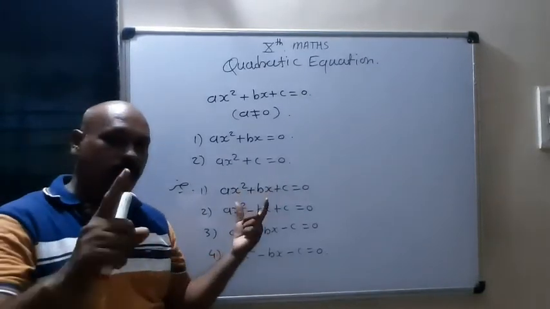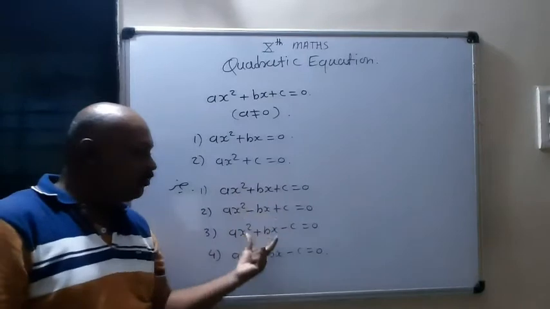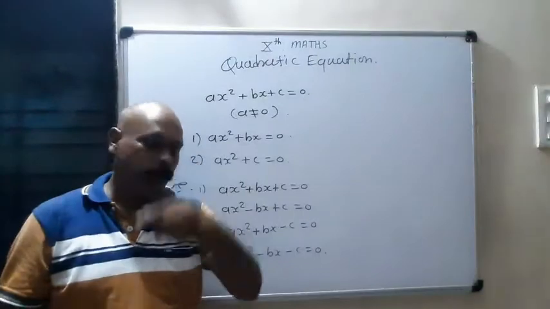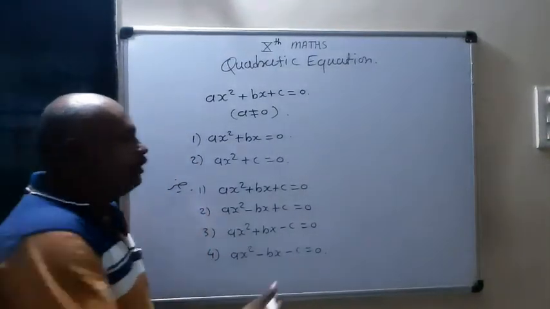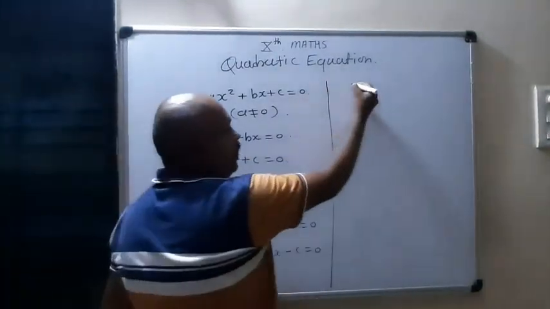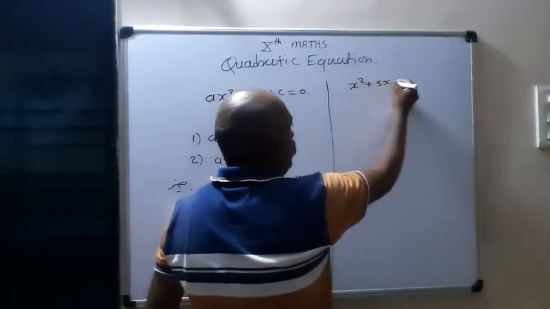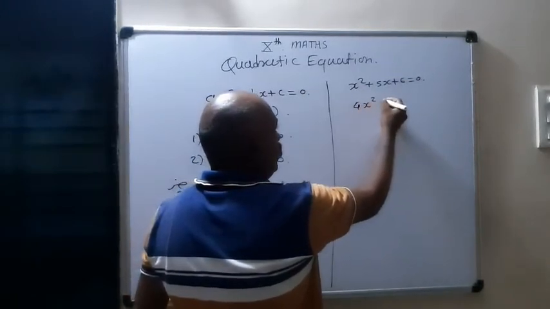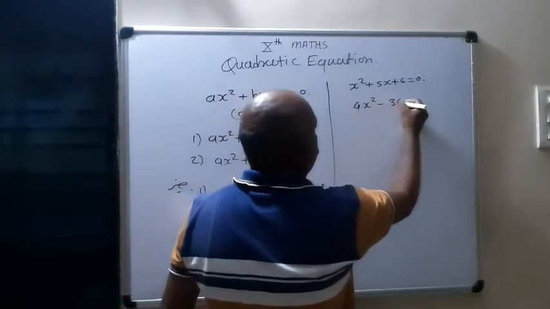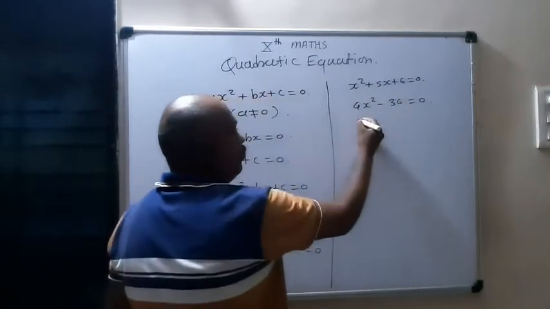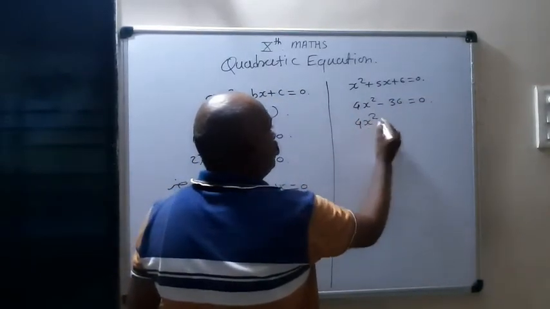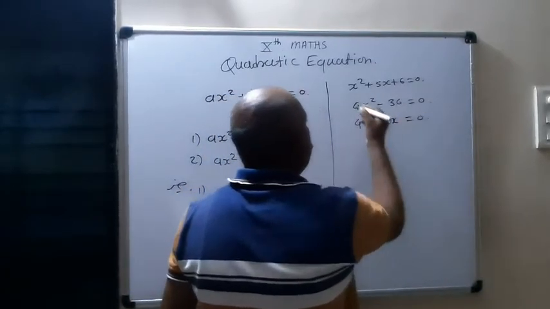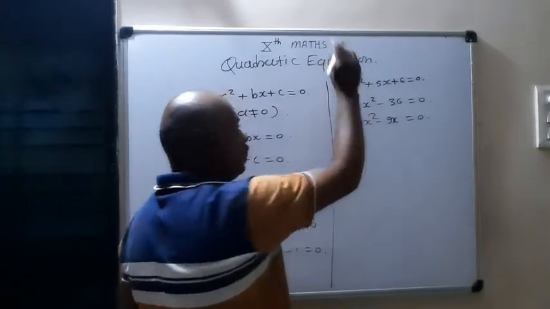Because when we want to solve such kinds of equations, there is a proper method which I will teach you later on. Here are some examples of quadratic equations: x square plus 5x plus 6 is equal to 0, 4x square minus 36 is equal to 0, 4x square minus 9x is equal to 0. These are also some examples of quadratic equations.